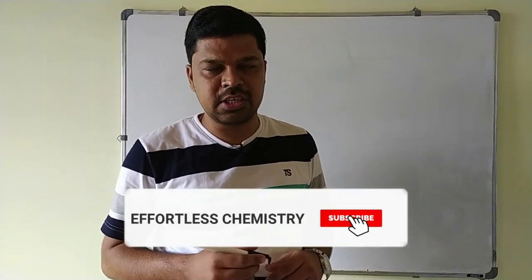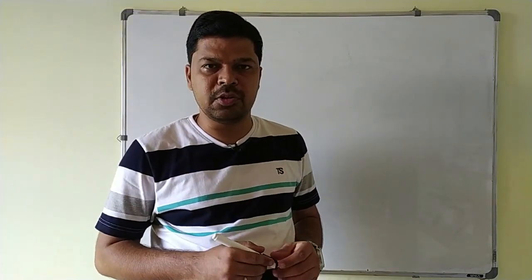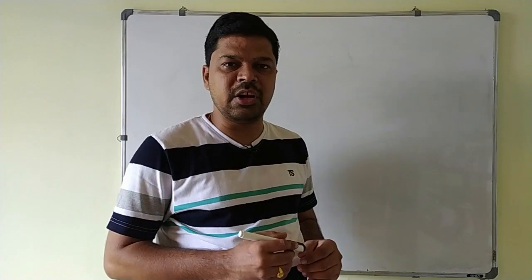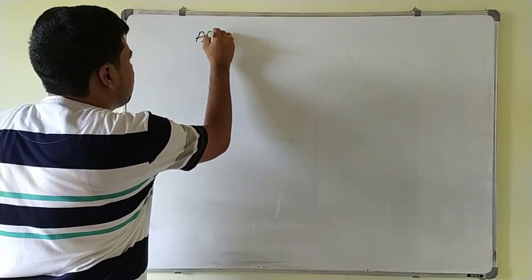Already we have started group 16 of the P block elements, and in the last session we have discussed up to preparation and properties of O3. Now we will discuss allotropes of sulfur. Already we have discussed allotropes of sulfur in the beginning.